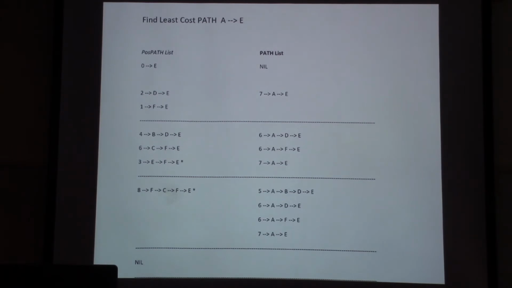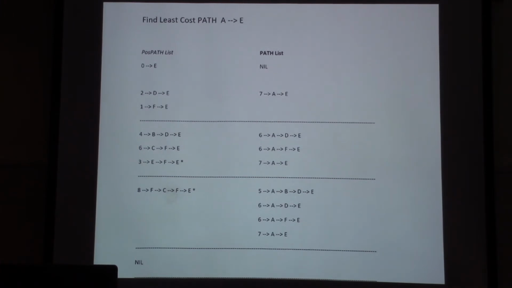So you can see on the first iteration that if you start at E, you can go to E with a cost of 0. If you start at E, you are at E with a cost of 0. Great. And the path list is nil. I don't have any paths yet.